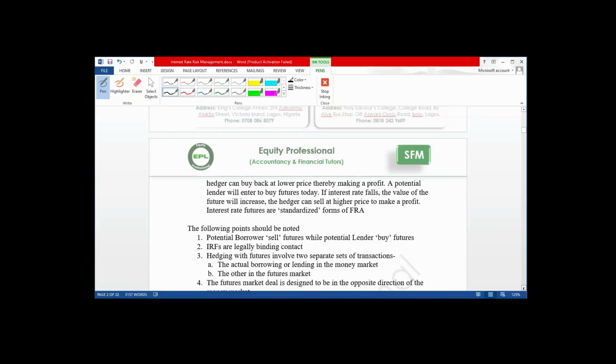Hedging with futures involve two separate markets, two separate transactions. We have the money market, that is the cash market.